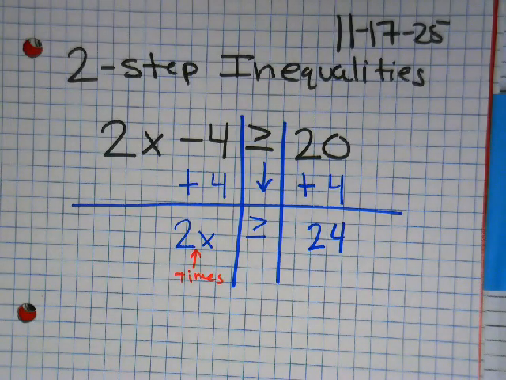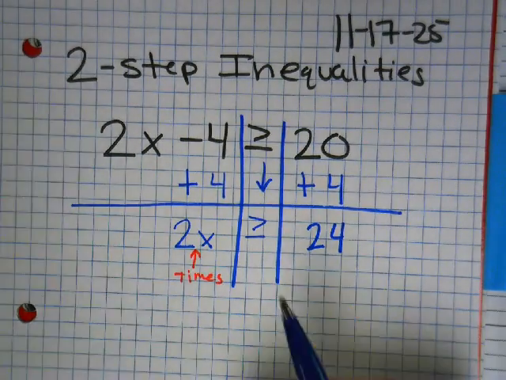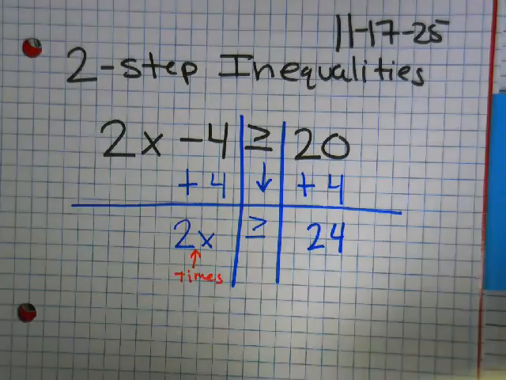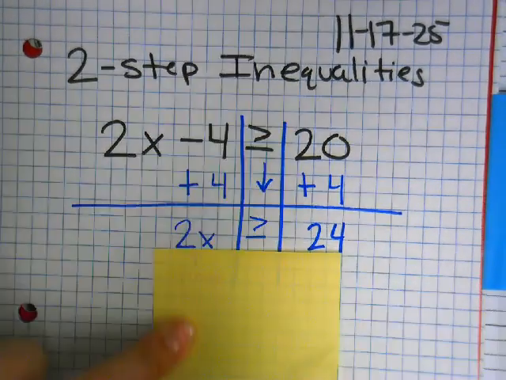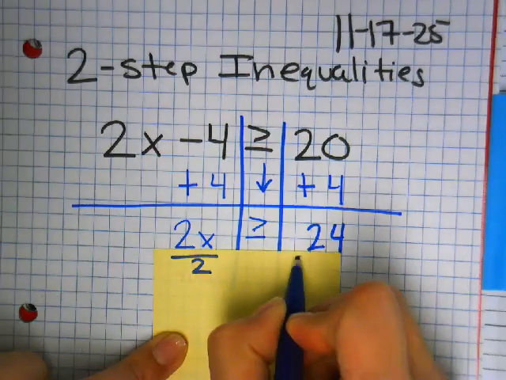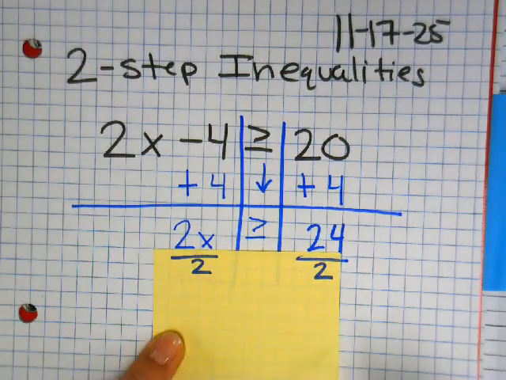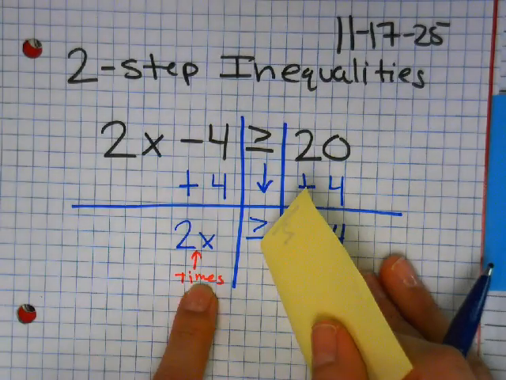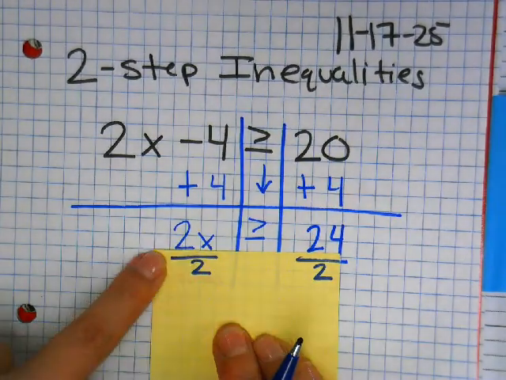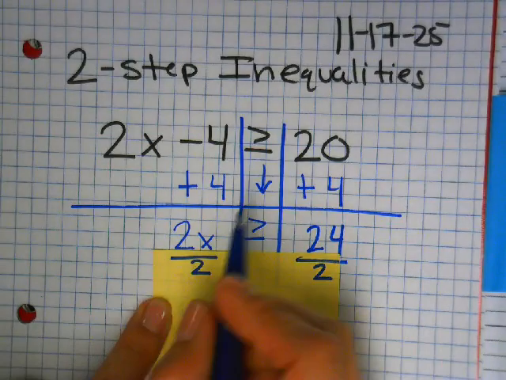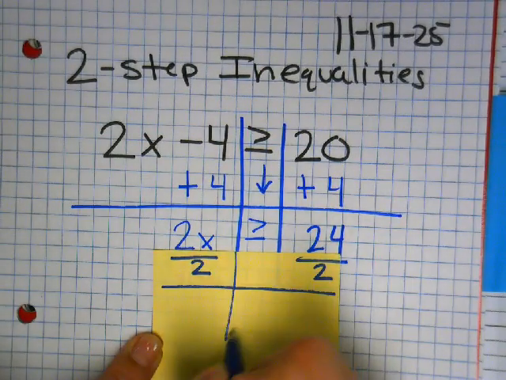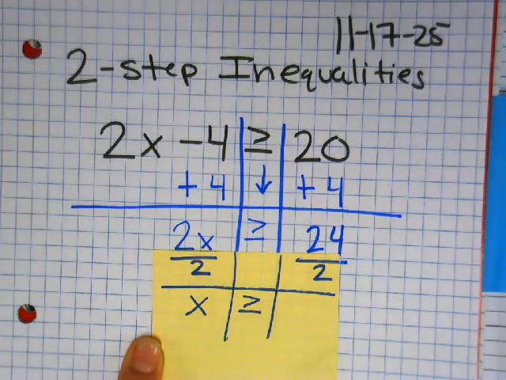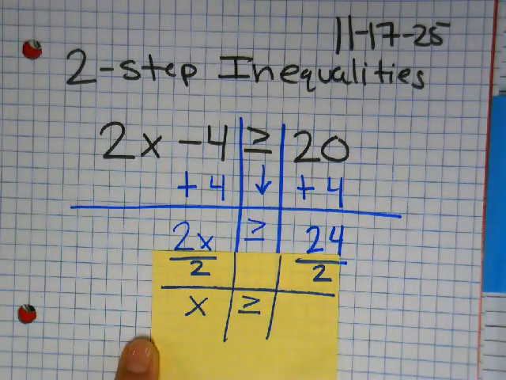So what am I going to do? I'm going to divide. This you do have to write down. Divide by 2, divide by 2. Why? Because it was times, and now it's divide. What am I left with? X greater than or equal to, what's 24 divided by 2? 12.